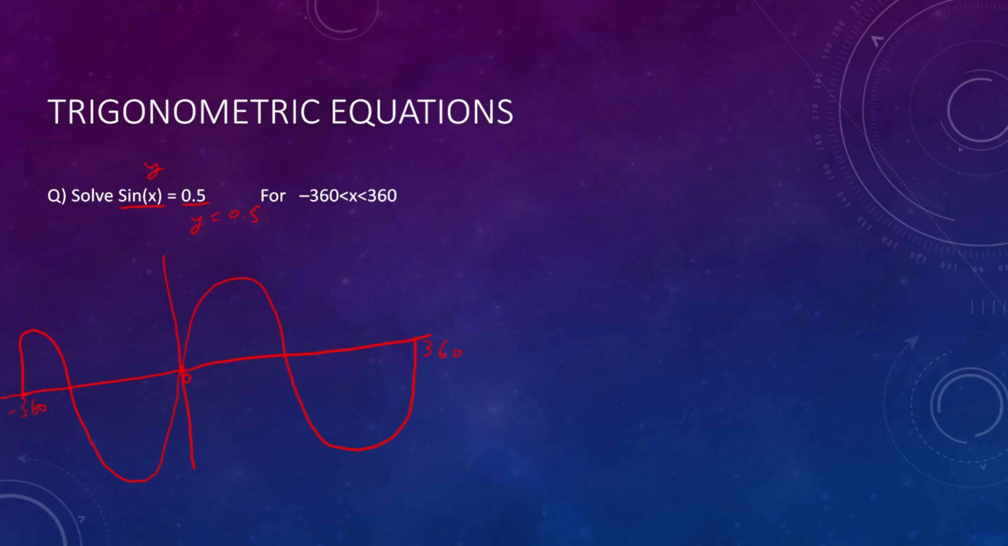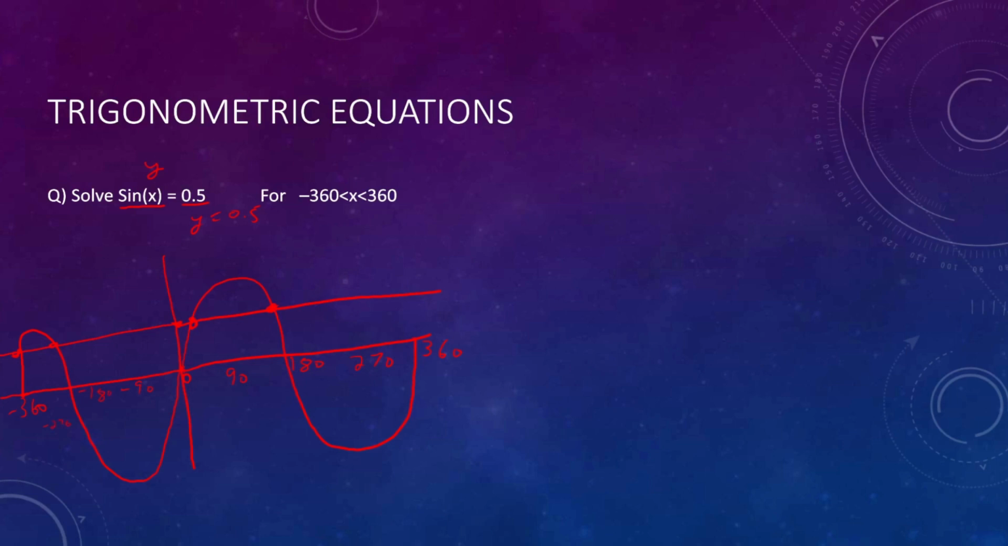So 0.5 can be at any value. For example, let's say it's over here, and we draw a line like this. Now as you can see, you will have four answers for x: one over here, one over here, one over here, and one over here. Let me just label some more points: 90, 180, 270, minus 90, minus 180, and this will be minus 270.